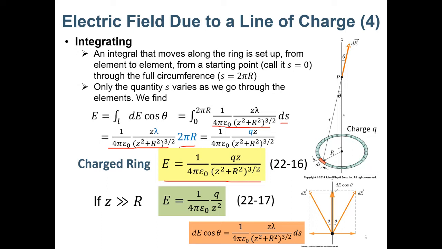Which means that if you know the radius of the ring, and you want to know the electric field here, which has a distance z from the origin, from the center of the ring, then you can substitute Q, z, R into this equation. Then you can find the E at this point.